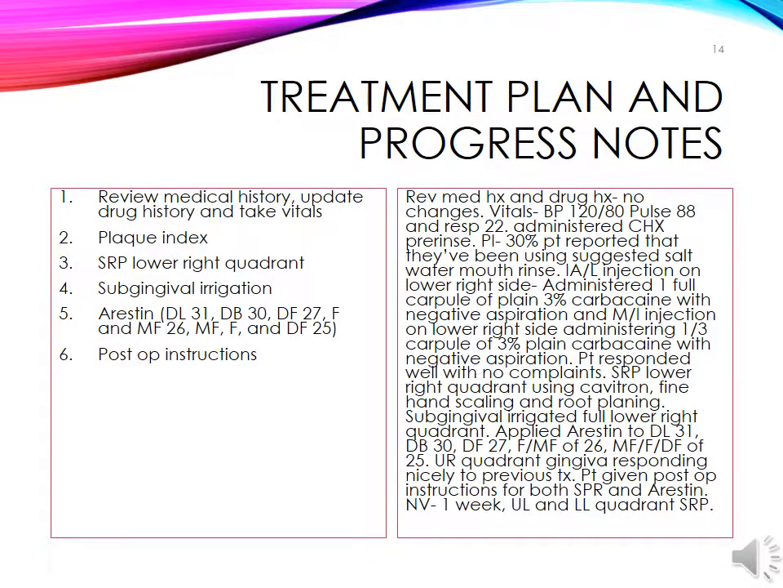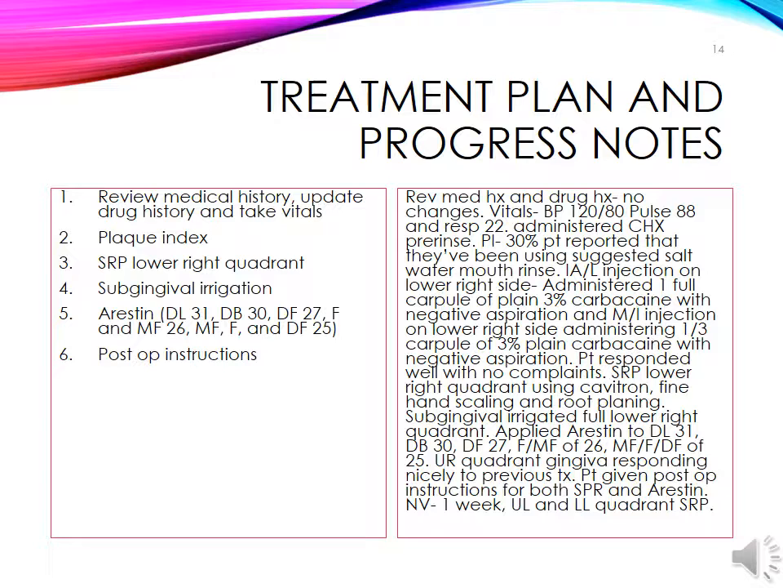Treatment plan and progress notes for appointment 2 are as follows. Reviewed medical and drug history, no changes. Vitals are taken: blood pressure 120/80, pulse 88, and respiration rate 22. Administered chlorhexidine pre-rinse. Plaque index of 30%. Patient reported that they've been using the suggested saltwater mouth rinse.